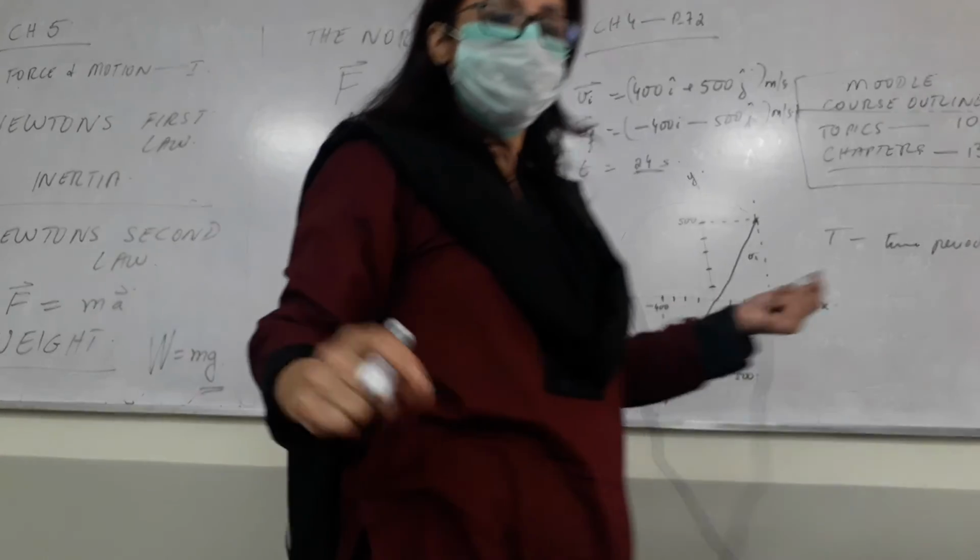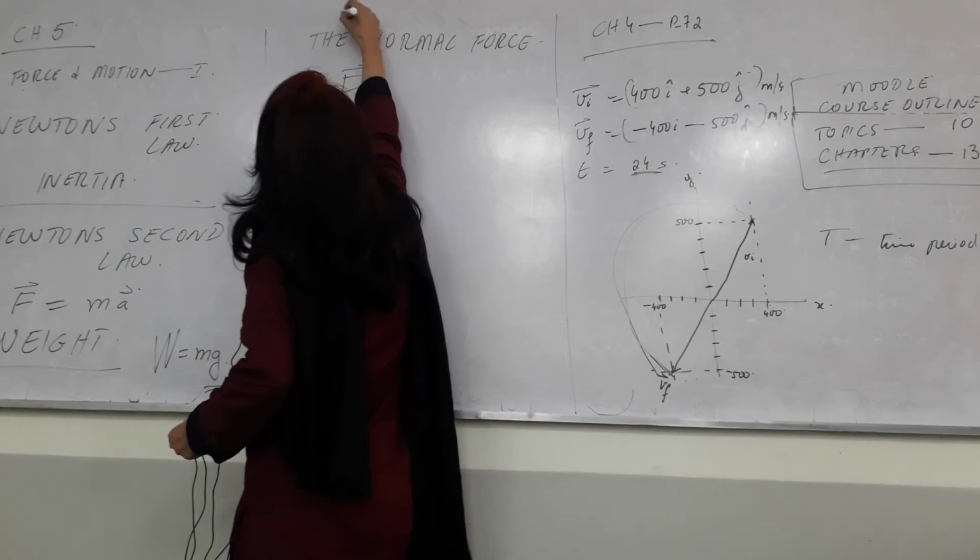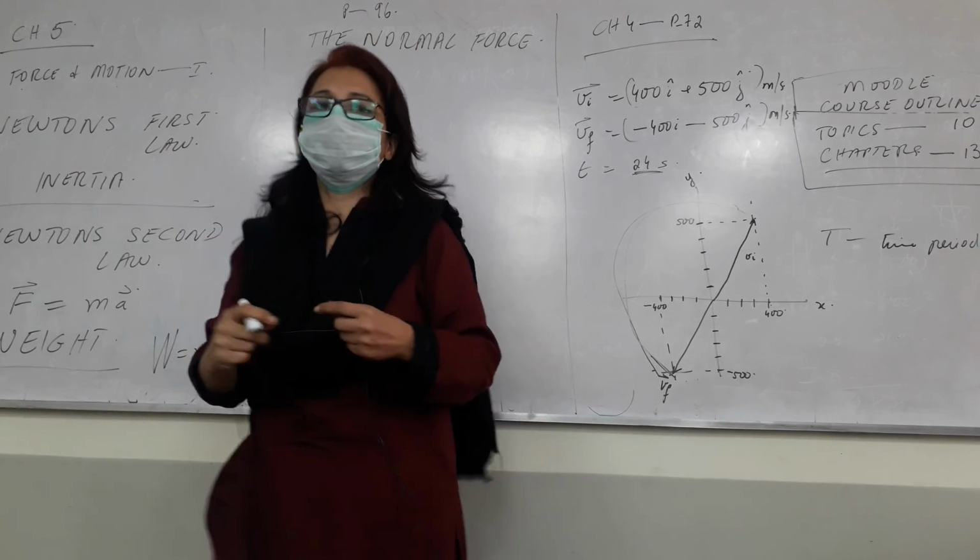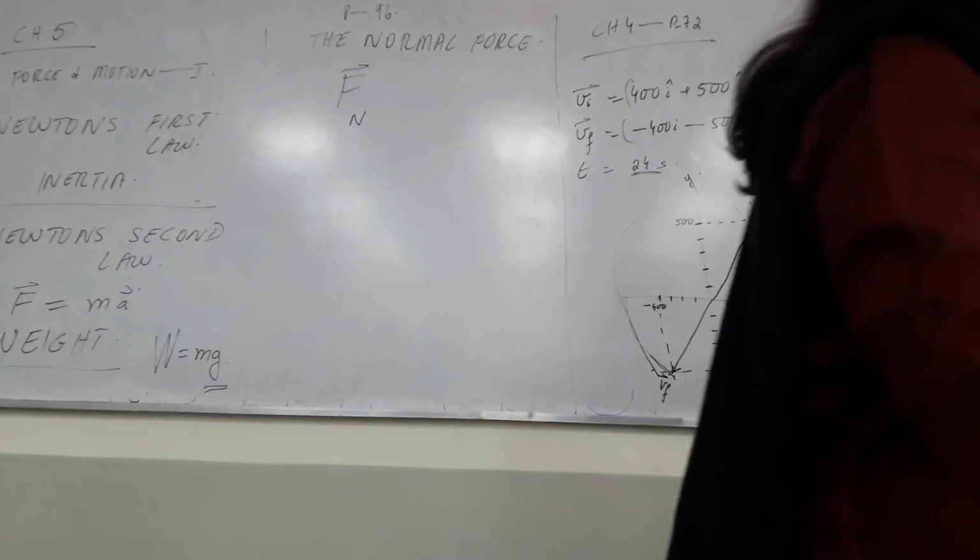So, what does this force mean? This is page number 96. What is the definition of this force? For example, a body lying on a table will experience a force that is perpendicular to the surface. So, normal also means mathematically perpendicular or 90 degrees.